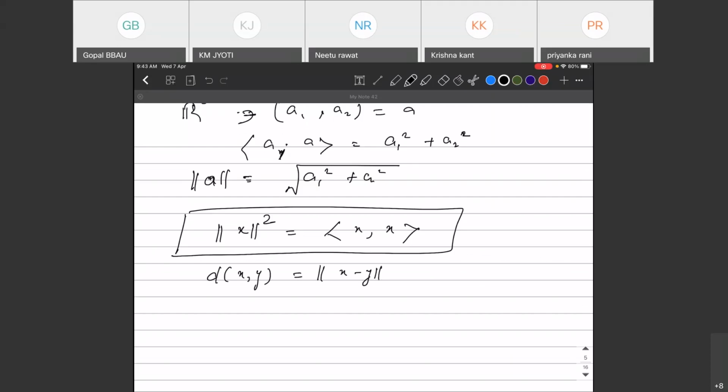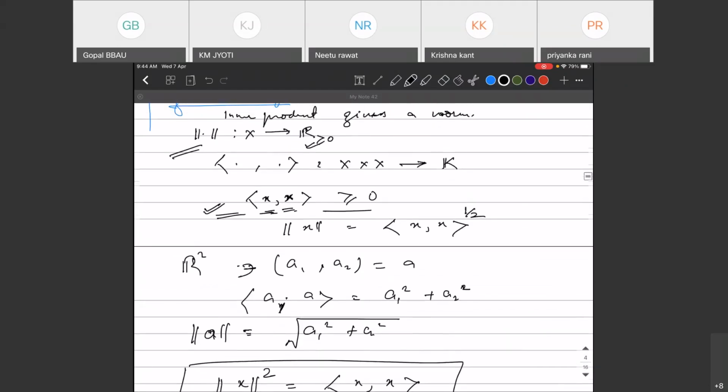You can write it in terms of the inner product as well. So it will be the inner product of x minus y with x minus y, but then there is a root. In this way you define a metric induced from an inner product. So, digression ends.